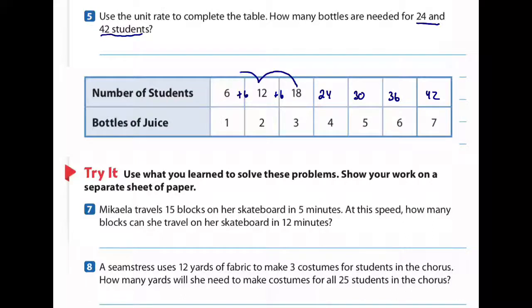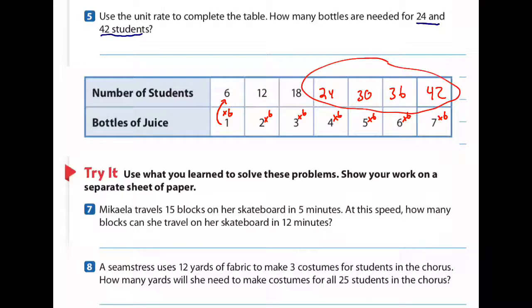The other way to do it is if you figure out the rule that the number of bottles of juice is 1, the number of students is 6, that if you go from the bottom up onto the top, the number of students is 6 times the bottles of juice. So 2 times 6 is 12, 3 times 6 is 18, 4 times 6 is 24, 5 times 6 is 30, 6 times 6 is 36, and 7 times 6 is 42. Now the main thing is, as long as you have these numbers here correct, you're good, however you did it. But I wanted to show you 2 ways you can do that.